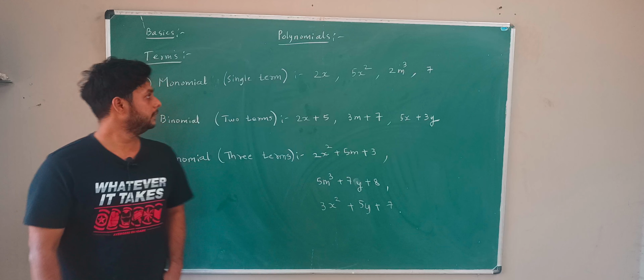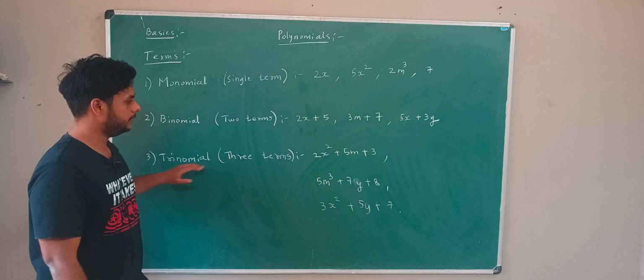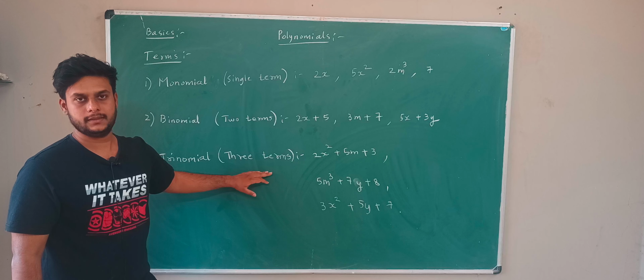So this is how the terms are divided. First monomial, single term; binomial, two terms; trinomial, three terms. Okay, thank you.